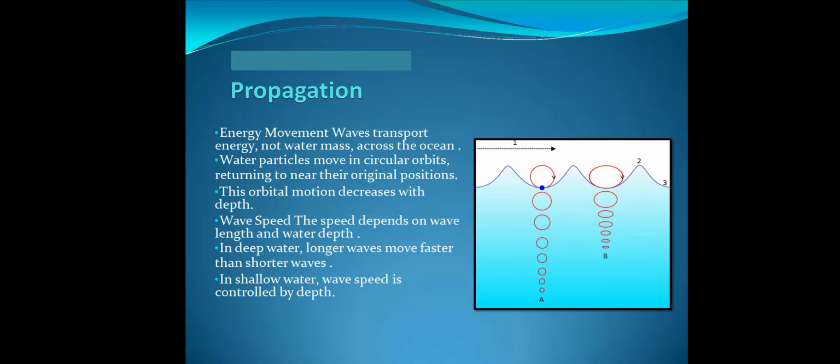In shallow water, wave speed is controlled by depth, right? Because in shallow water, the wave speed generally decreases, and the deeper the water, the decrease of wavelength generally occurs in case of deeper water. Okay.